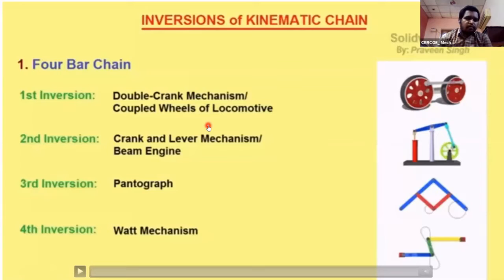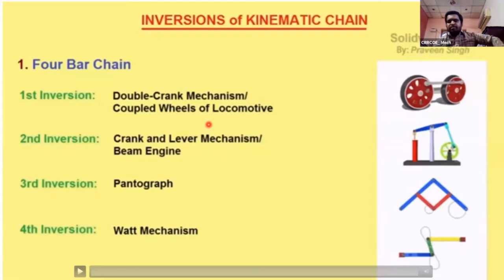See this inversion of mechanism. Inversion means by fixing the different links of the kinematic chain, we can get different mechanisms. The main simple mechanisms used in mechanical engineering are the four-bar chain mechanism and the crank and slider mechanism. By fixing the different links of these two mechanisms, we get different inversions of mechanisms. This is the four-bar chain mechanism. We have four inversions because we have four links, so by fixing the four links at different times, we get different mechanisms.